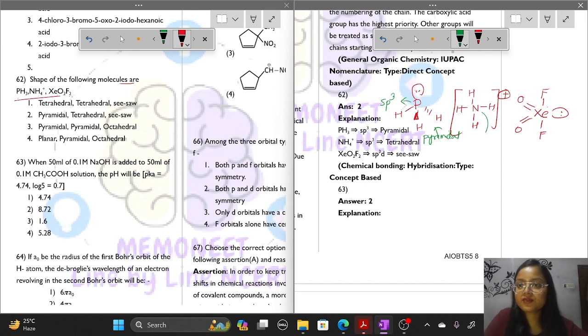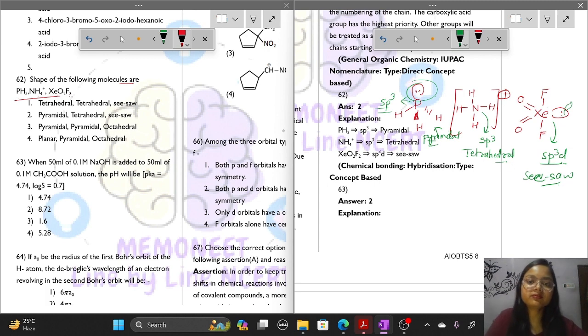For NH4 plus, this nitrogen also has sp3 hybridization, but its shape is tetrahedral. And XeO2F2 has sp3d hybridization and its geometry is seesaw. Why is it seesaw? Due to the presence of a lone pair. And for PH3 also sp3, it should be tetrahedral, but because of the presence of a lone pair it is pyramidal in nature. So PH3 is pyramidal, NH4 plus is tetrahedral and XeO2F2 is seesaw. Option number 2 is the correct answer.